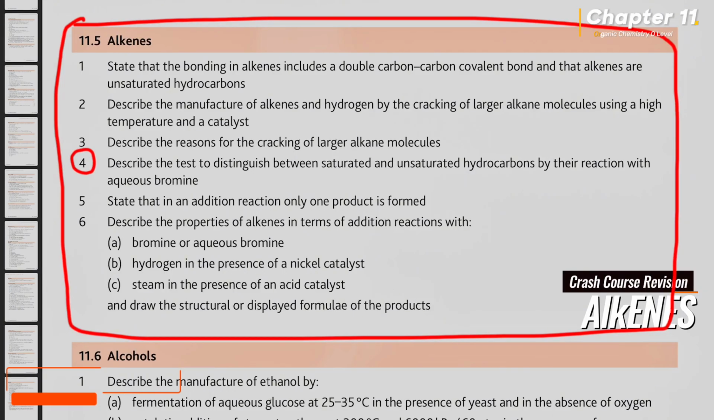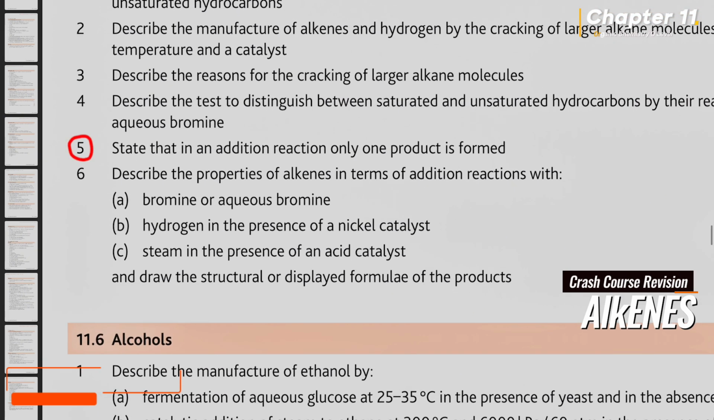How can you distinguish between alkane and alkene, saturated and unsaturated hydrocarbons, by a simple reaction with aqueous bromine. Then I will explain and state the addition reaction, which gives only one product. What are addition reactions? Those that give only one product are called addition reactions. And the sixth and last point is the chemical properties of alkenes. Let's get started and I'm going to explain these properties turn by turn.